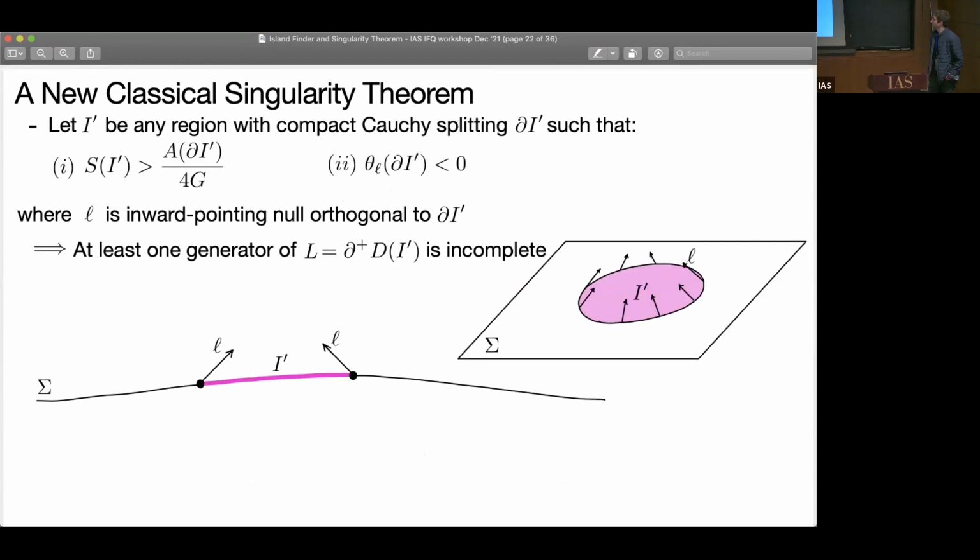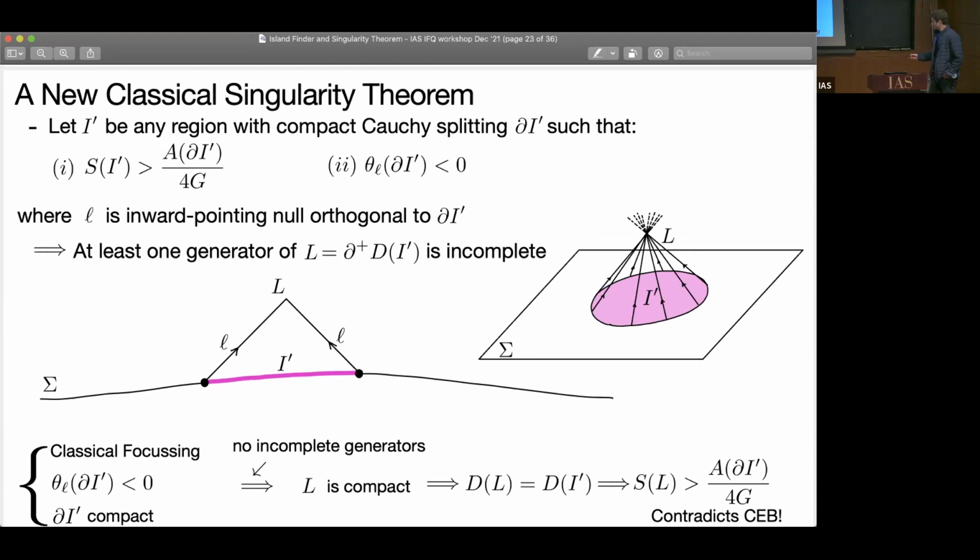Okay, so here's the similar new singularity theorem. Let I prime be now any partial Cauchy slice, compact or non-compact, such that its boundary is a compact, smooth submanifold, partial I prime, such that these two conditions hold. As before, theta L of partial I prime is less than 0, but now add this additional condition that the entropy on I prime is greater than the area of the boundary of I prime divided by 4G. Now the conclusion would be that at least one generator of L, again, is incomplete.